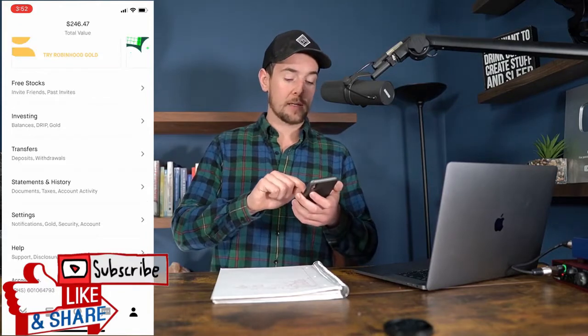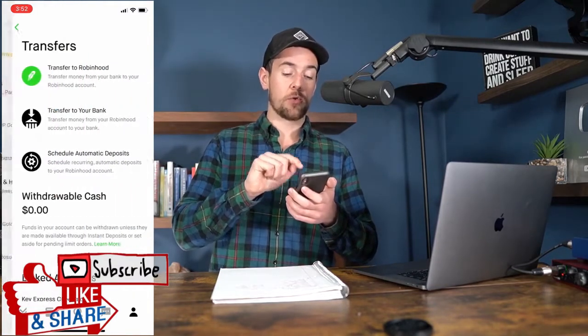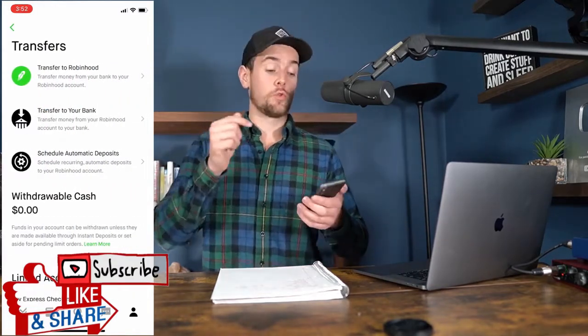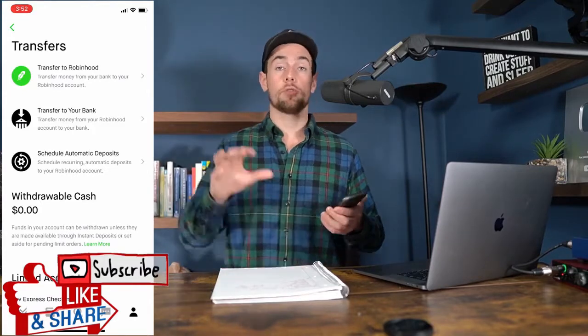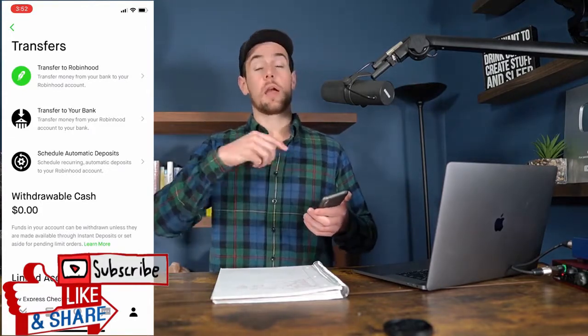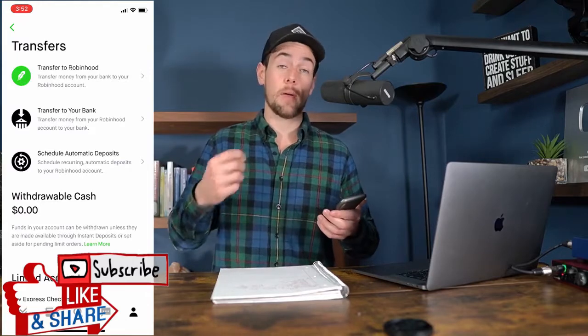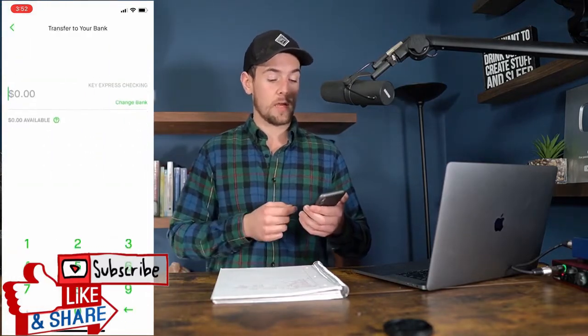You're going to click on the same menu there, which is transfers, but this time you're going to transfer to your bank, which means you're taking money out of that Robinhood account and putting it back into the linked bank account. So let me go ahead and do that quick here.